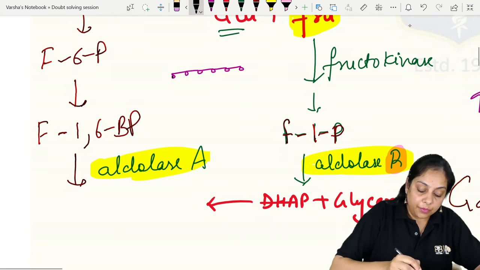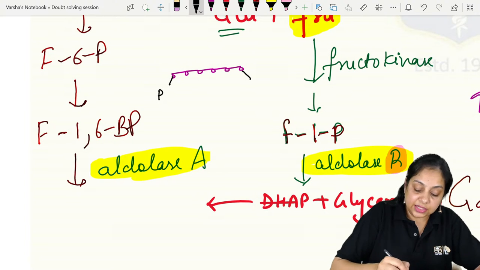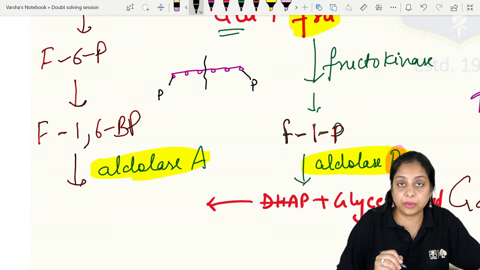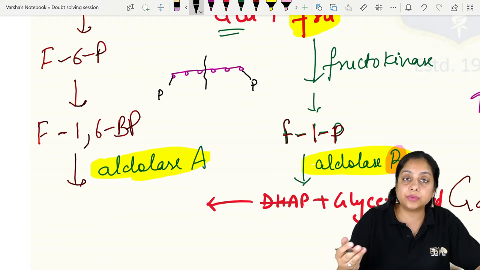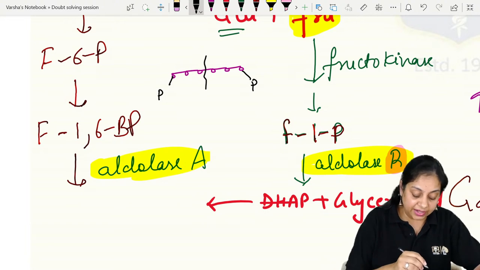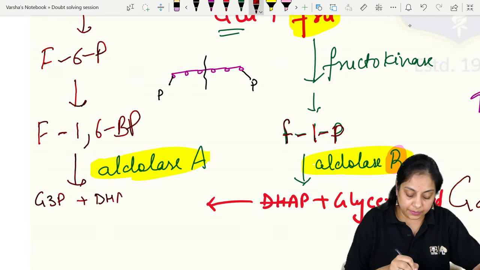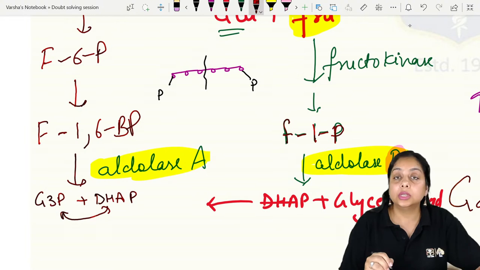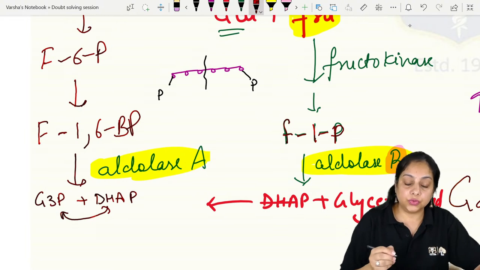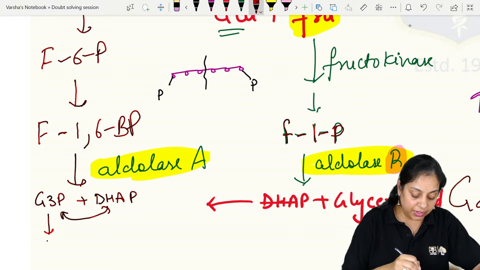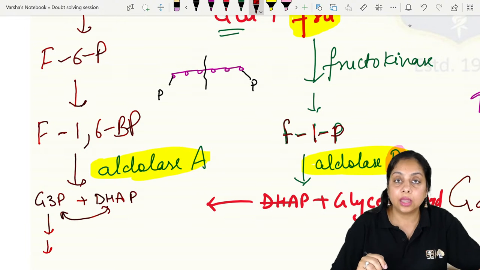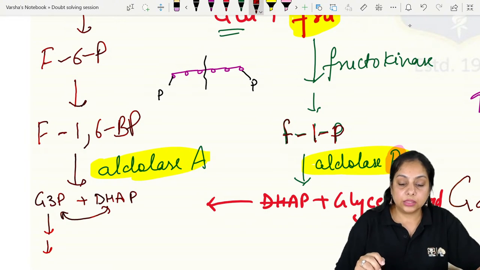And in the first position and the sixth position you have phosphate, and when you break it you get two 3-carbon fragments, both containing phosphate. That is why you get glyceraldehyde 3-phosphate plus DHAP, right? These are isomers of each other, so you can convert dihydroxyacetone phosphate to glyceraldehyde 3-phosphate, and the process carries on. So are we okay?